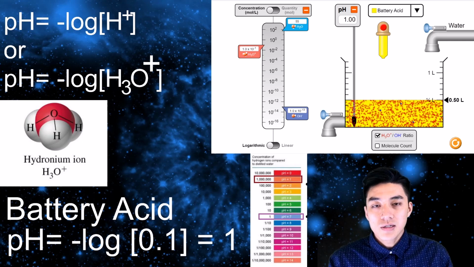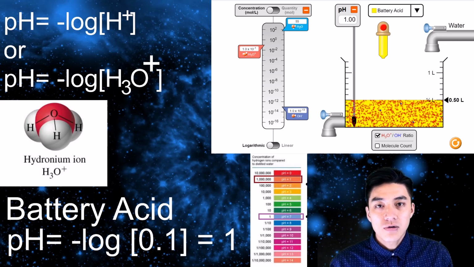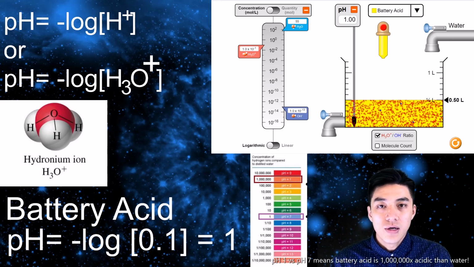The hydronium concentration of battery acid is 0.1 molar. When you plug that into the equation, negative log of 0.1, we get a pH of 1. This means battery acid is 1 million times more acidic than water.